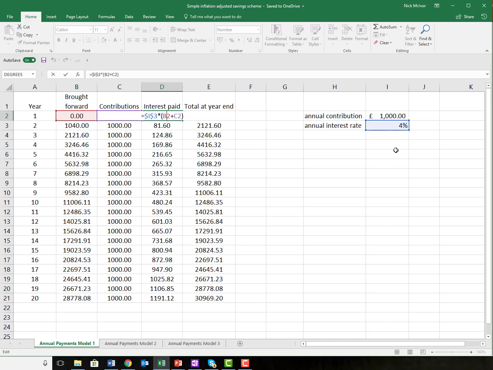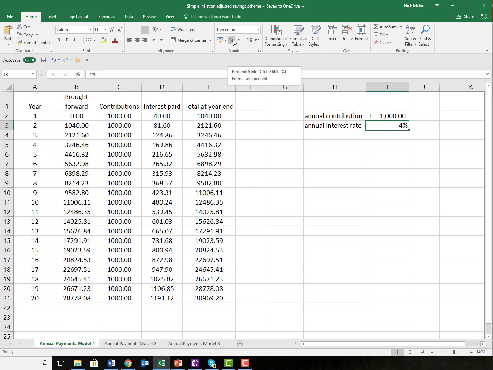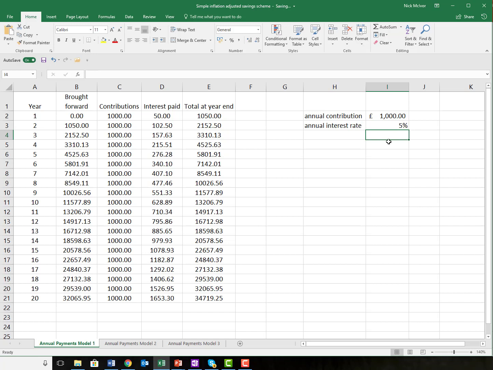I have, rather cleverly, already formatted this cell to recognize this number as a percentage. That's very easy to do. You simply highlight the cell and click on that button there. Set it as a percentage. And now, if I change that number, it will automatically register that as 0.05, and all the calculations will be worked out accordingly.